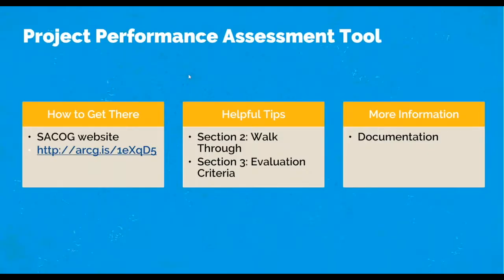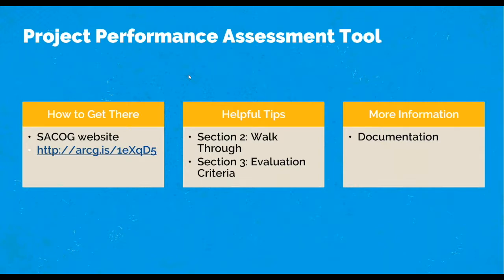As a reminder, and I'll show you this in a second, the tool is an online tool and it lives on the SACOG webpage. So when you get to that funding round webpage I showed you, there'll be plenty of opportunities and links to get to the tool. We've put together some documentation and some evaluation criteria. You might remember in the first part of the agenda, I was talking about the guidelines for the regional program and encouraging applicants to start there. Section 2 of the guidelines is a walkthrough of how to apply to the regional program, including what I'm about to show you, a step-by-step walkthrough of how to use the PPA tool. So that's already included in Section 2 of the guidelines.